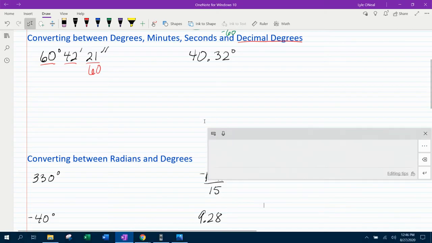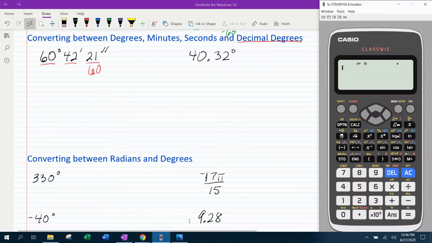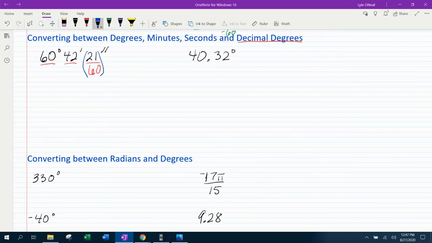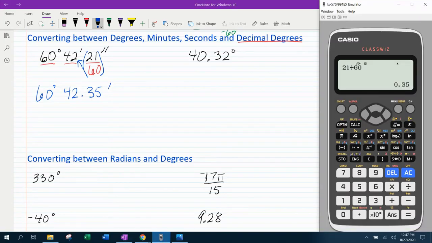If I pull up the calculator, 21 divided by 60 is, as a decimal, 0.35. And then you're going to take that decimal value and attach it to your minutes. So then that's going to give us 60 degrees, 42.35 minutes. Do you see how that worked? The 21 divided by 60 gives us 0.35, and that then gets attached to the minutes, okay?